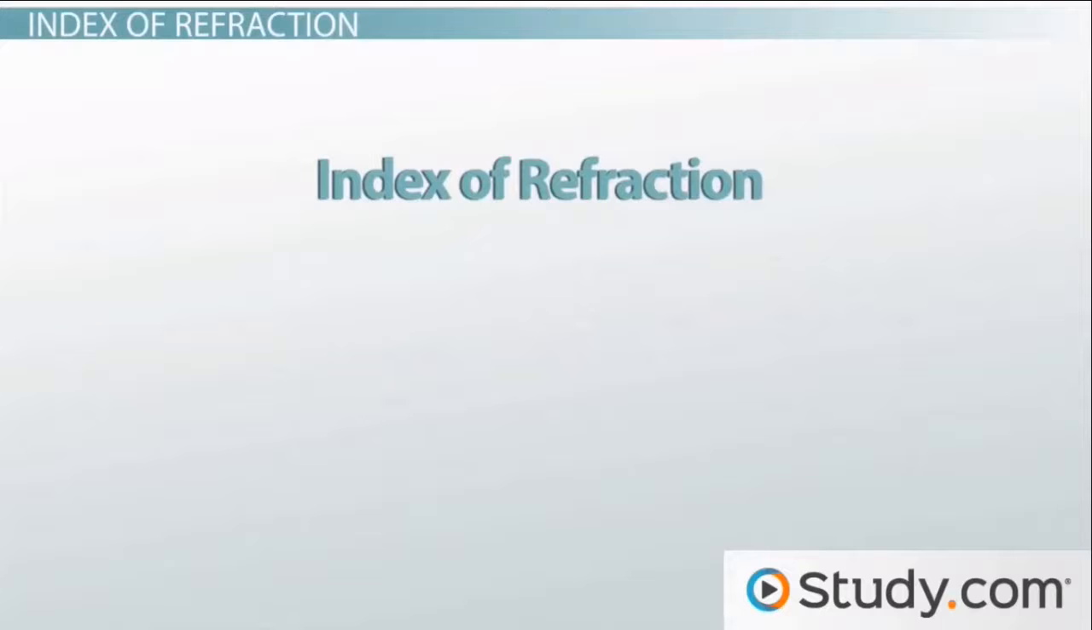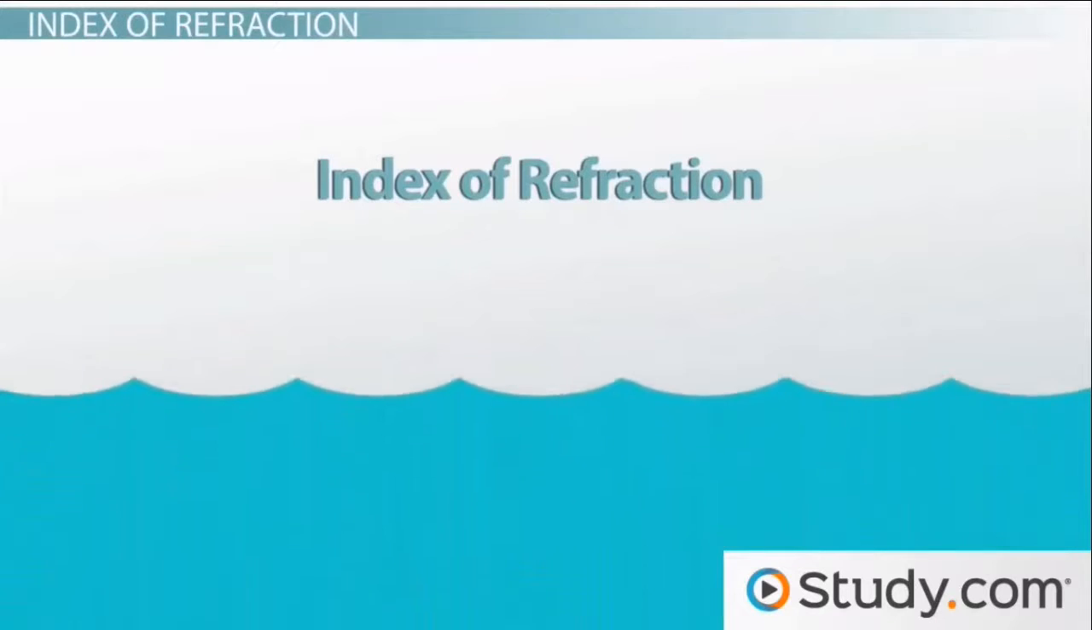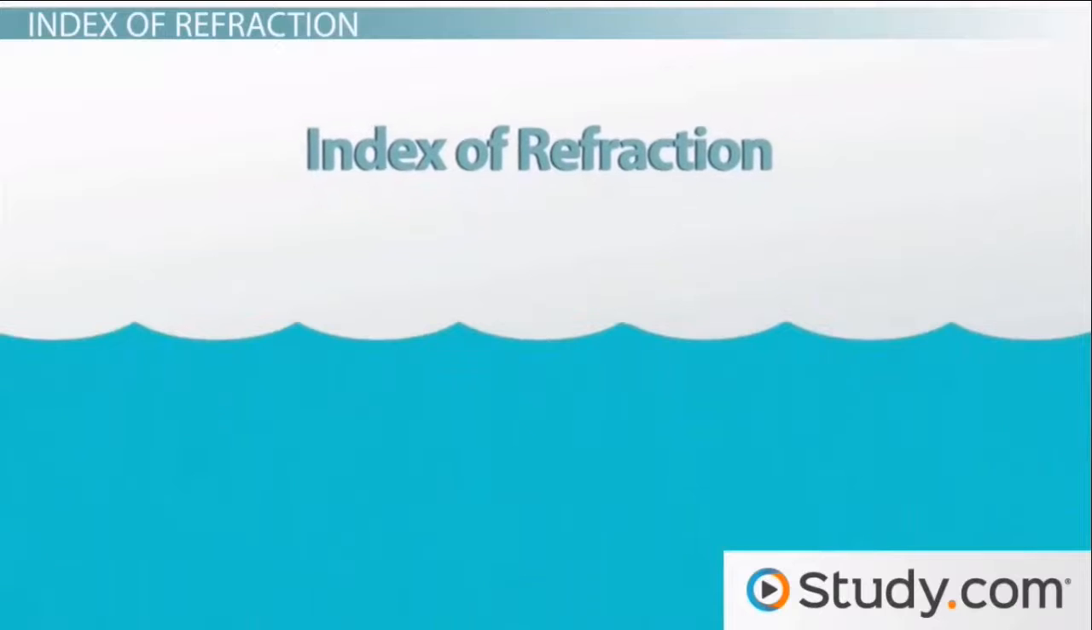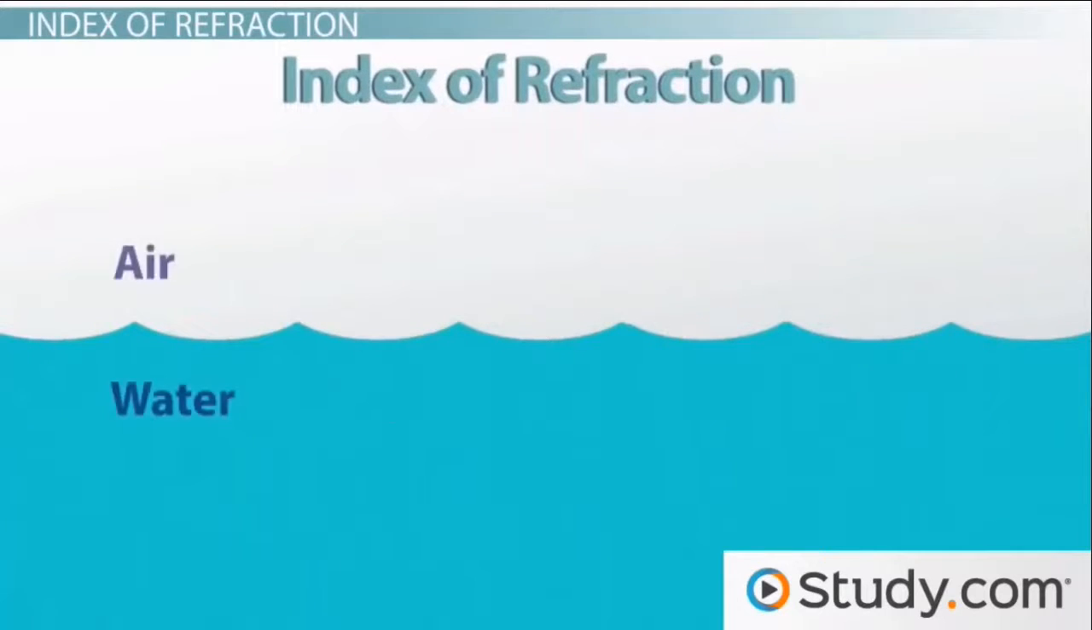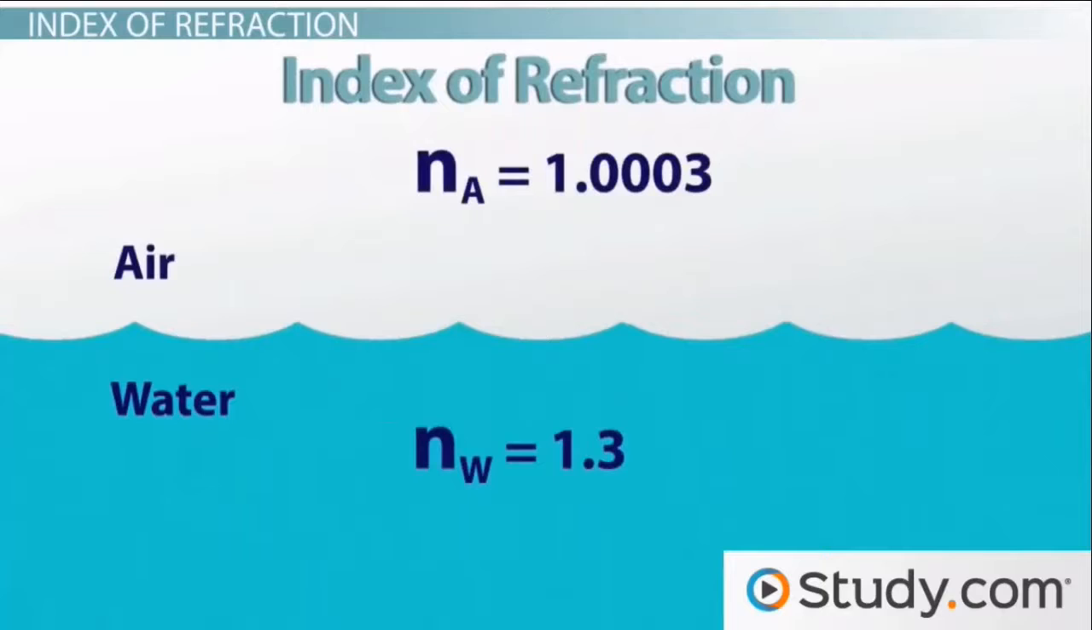So what about when light travels from one medium to another? For example, what if a light wave is traveling through air and then it hits a body of water and continues traveling through? Both air and water have their own refractive indices. The index of refraction for air is about 1.0003. For water, it's about 1.3. The larger the index, the slower the light travels through that medium.